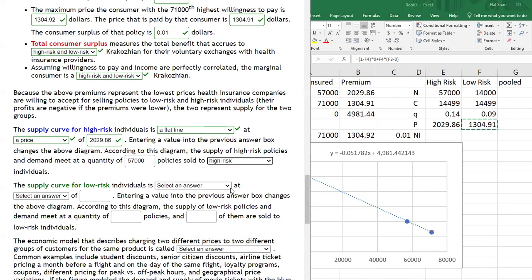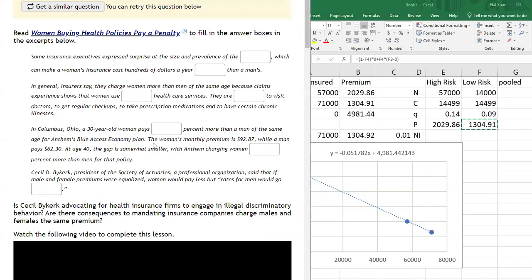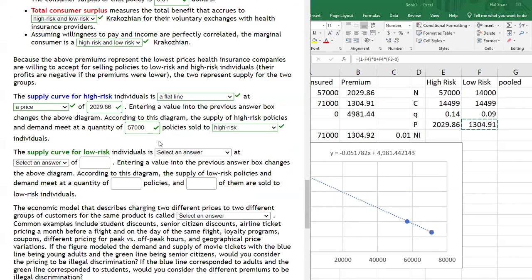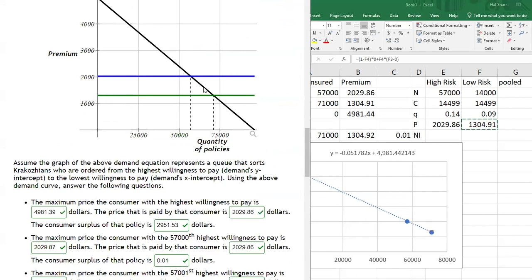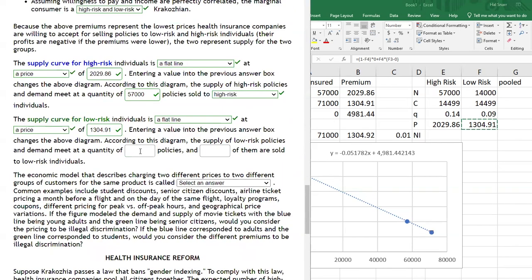Policies sold to high-risk individuals, ones that tend to use healthcare more often. The supply curve for low-risk individuals is a flat line, perfectly elastic, at a price of the lower premium. And the lower premium is $1,304.91. Entering that value draws the second supply curve. It and the demand curve meet at 71,000. According to this diagram, the supply of low-risk policies and demand meet at a quantity of 71,000 policies, and 14,000 of them are sold to low-risk individuals.